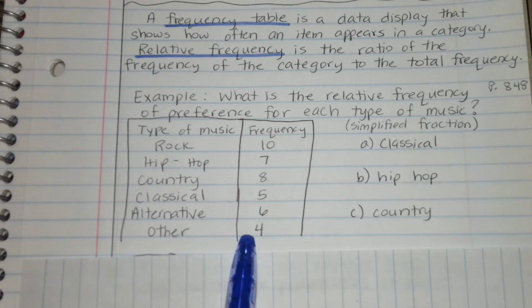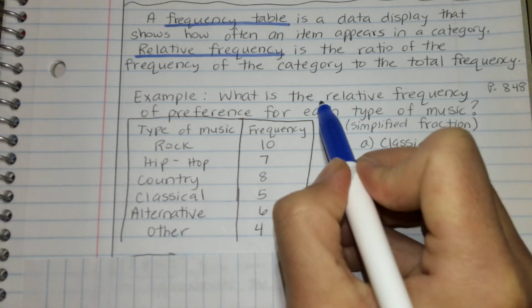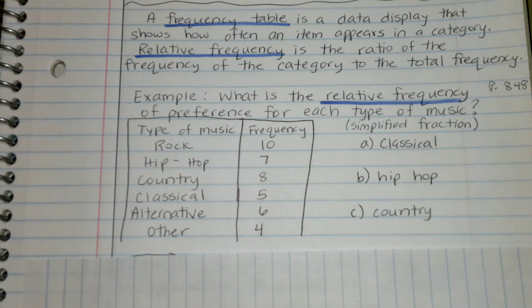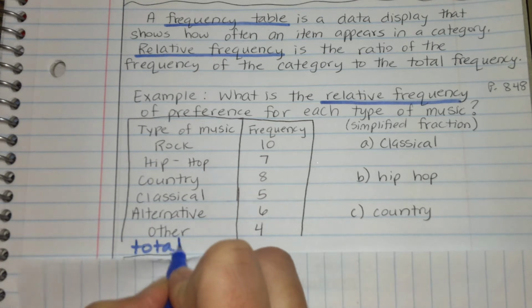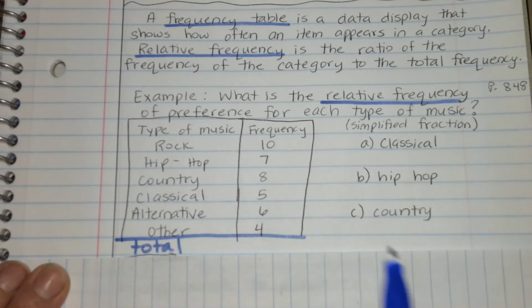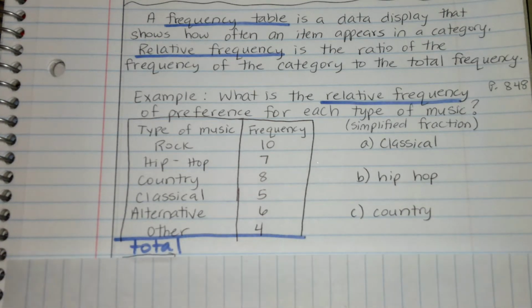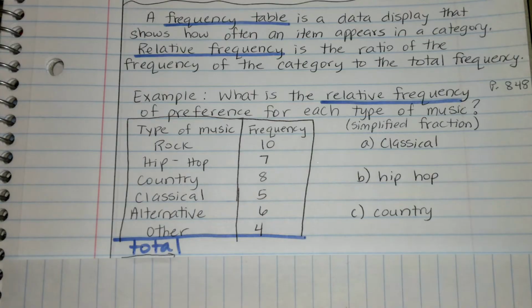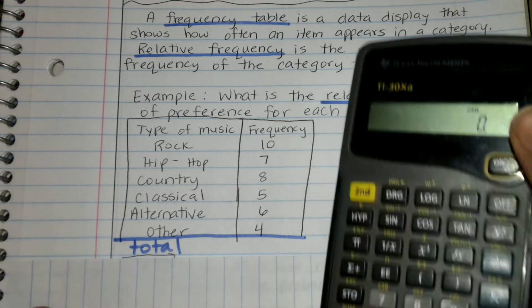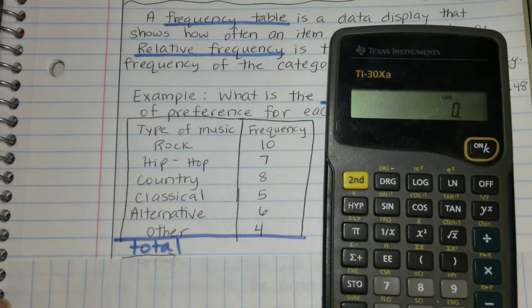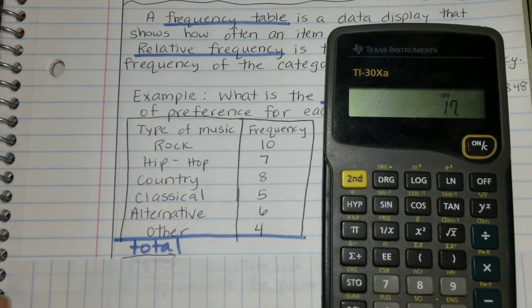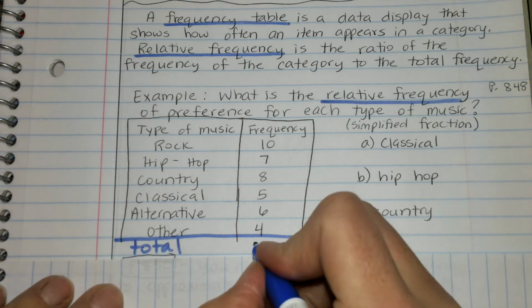So what we need to know in order to calculate relative frequency, we need to know the total. So I like to add that to the bottom of our tables. If it's given to you like this, I usually will find the total and write it down, because when we find relative frequency, we have to divide by the total. Okay, so all you have to do is add up all of the values, either mentally or just use a calculator. So I'll just show you, I'll use a calculator. I'm going to add up 10 plus 7 plus 8 plus 5 plus 6 plus 4, and I get 40. So the total number of people asked would have been 40.